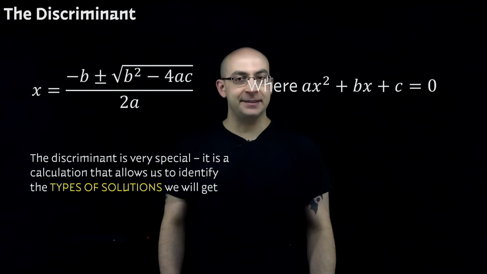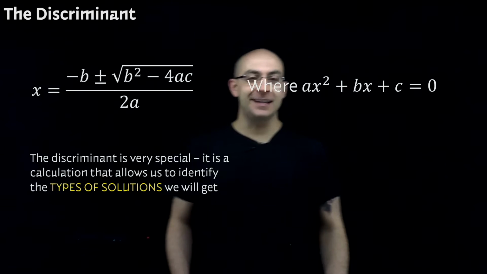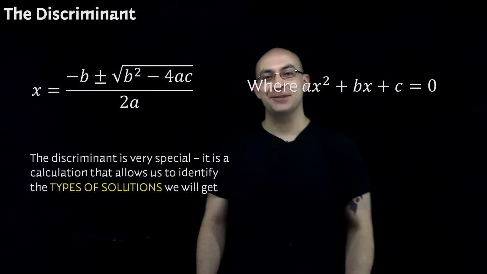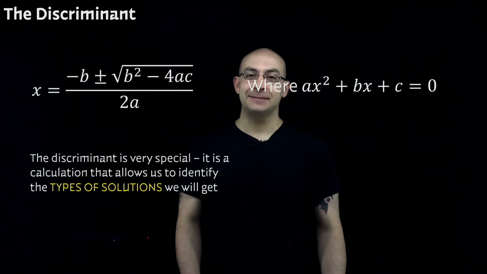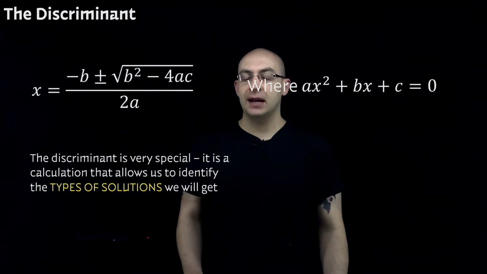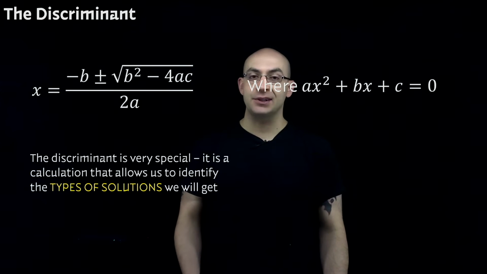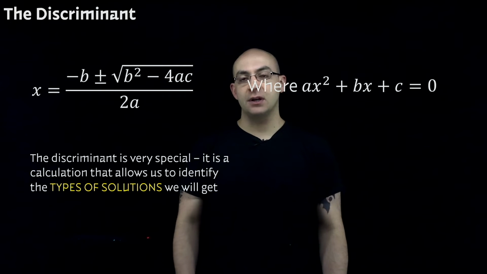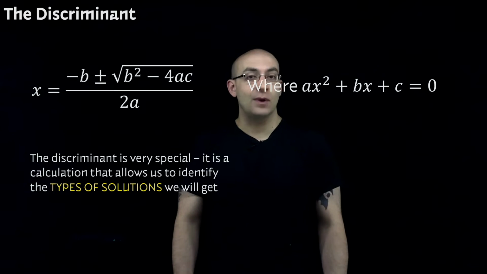The discriminant, which is the title of this video, is extremely special. It's very special. Like me. Like Titan. Like you. It's a calculation that allows us to identify the types of solutions we're going to get when we solve with the quadratic formula.